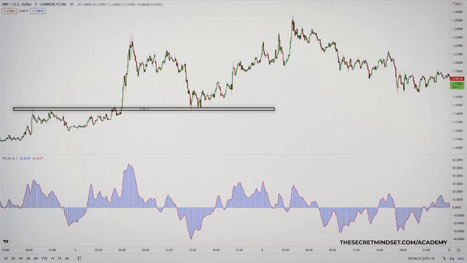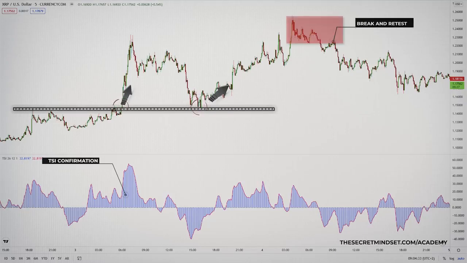In this other example, we have a long entry near a key support level. As the price retraces to that area, the True Strength Index is above zero, indicating a strong bullish momentum. And here we have another entry, following the same pattern. TSI is a great oscillator to trade crypto breakouts because it identifies both the trend direction and the strength of the trend.